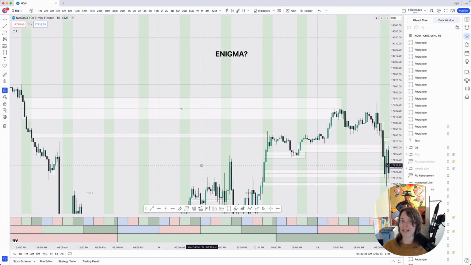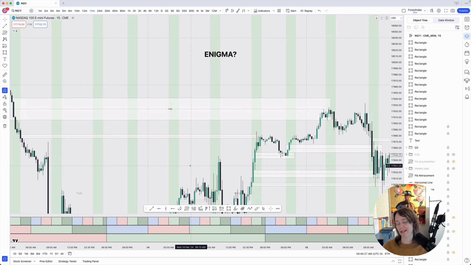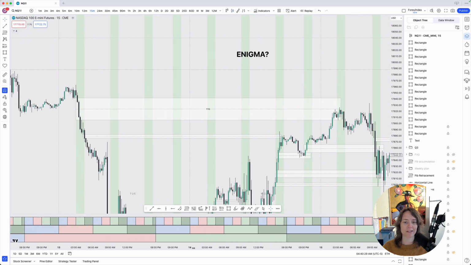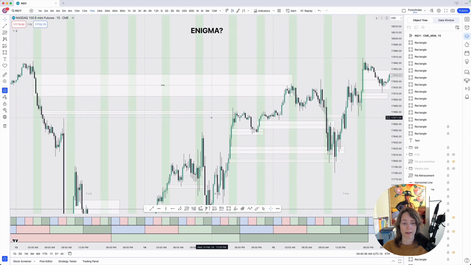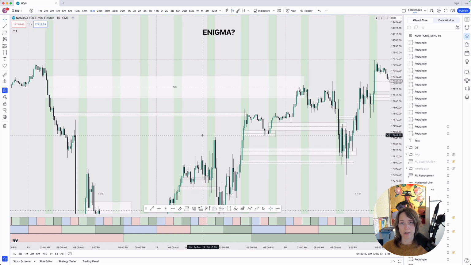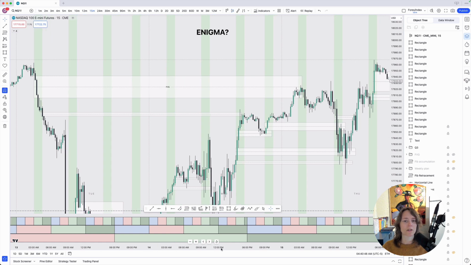So is this ENIGMA? Who knows? At least for me, it's a good lens, and I think it can be really helpful and really give some guidance in your trading and the points of interest you can have on the chart and which ones you can maybe ignore. So put on this lens of time and price and let's see what you can get out of it.